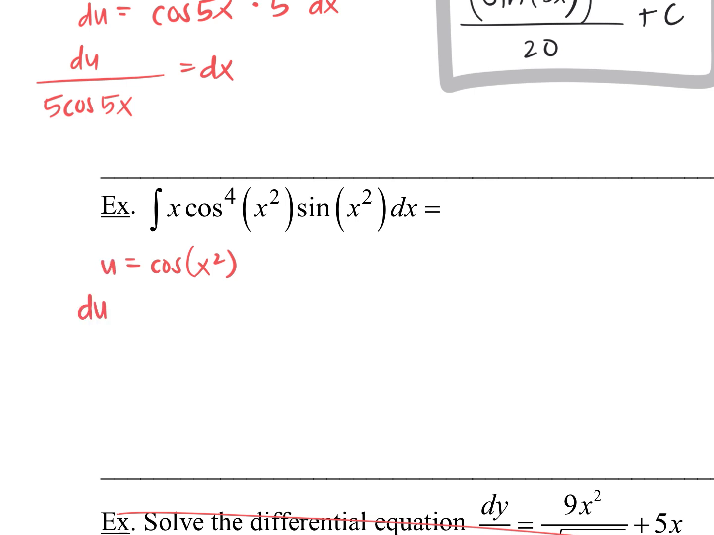So then if I take the derivative, negative sine of x squared, and then times what? Chain rule says 2x, right? So go ahead and finish this one, plug in all of your stuff, see where things cancel out, and I will show my work up here in a minute.